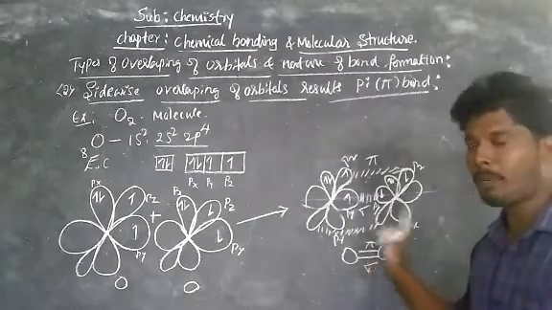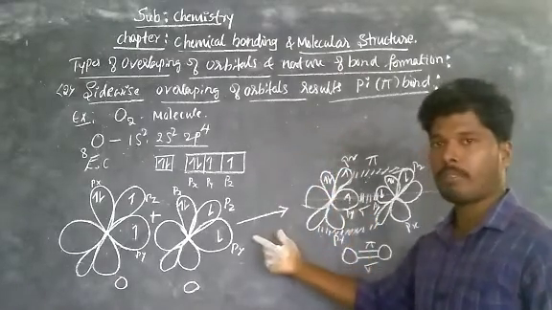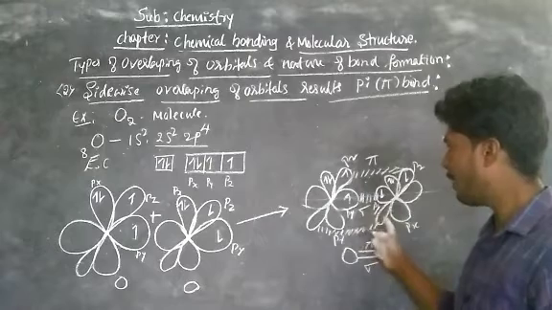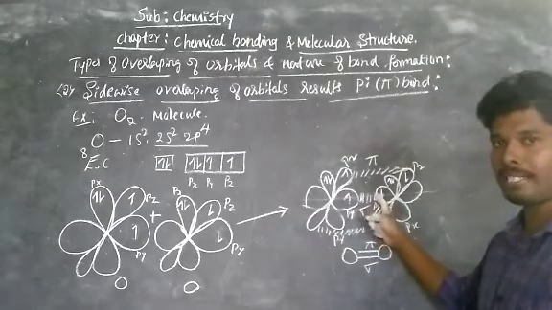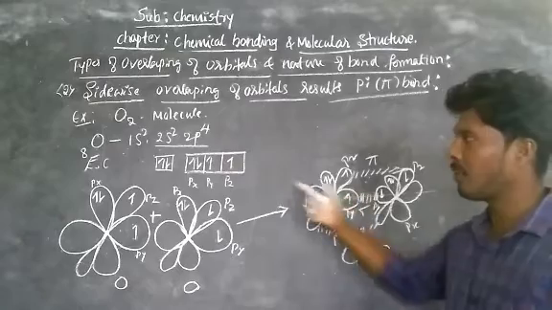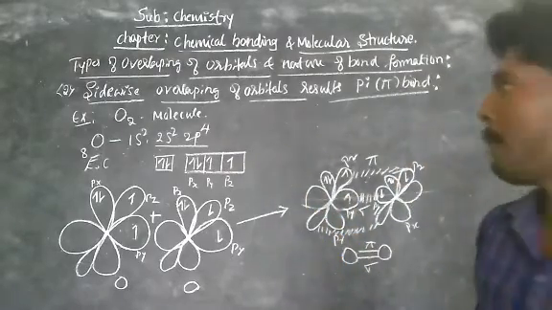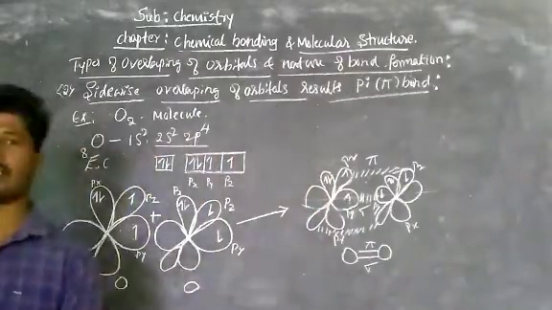Got it? I hope you understand, student. Like that, the pi bond is formed by side overlapping of orbitals, and the sigma bond by head to head overlapping, or axial overlapping, or end to end overlapping. This is what we learned in oxygen molecules. Here the orbital overlapping concept and valence bond theory is completed.